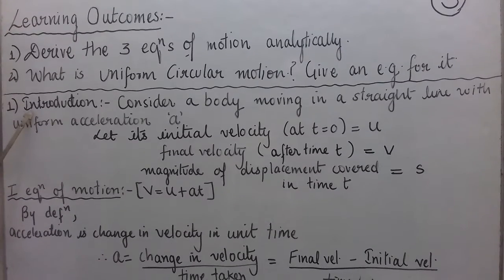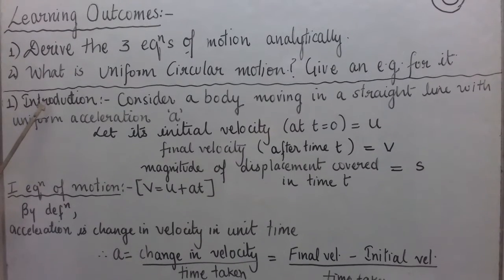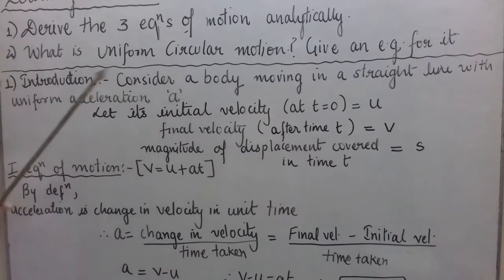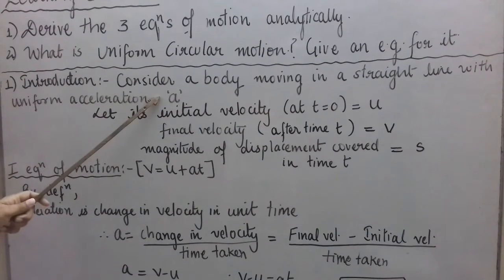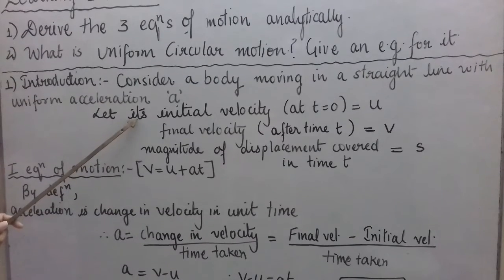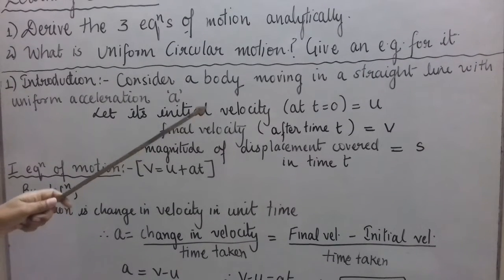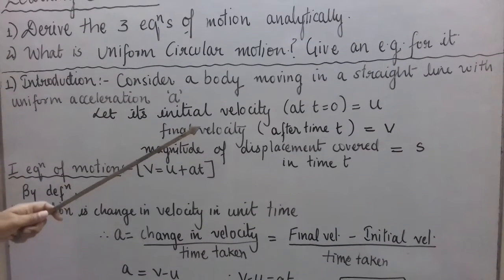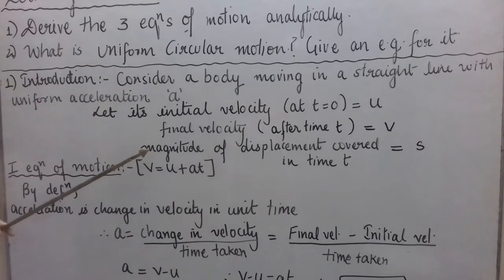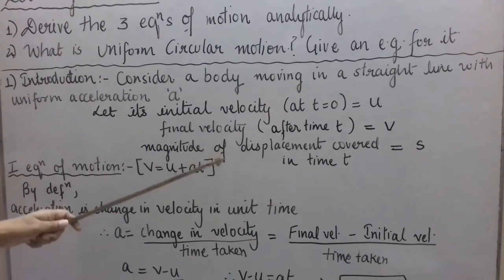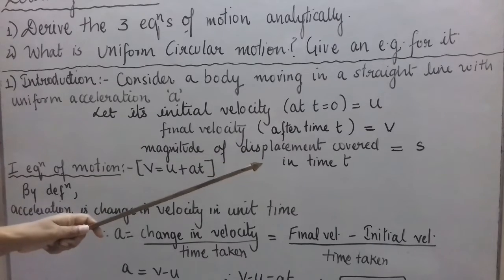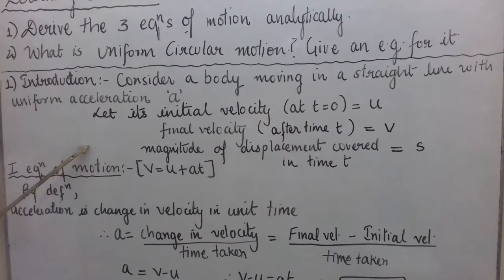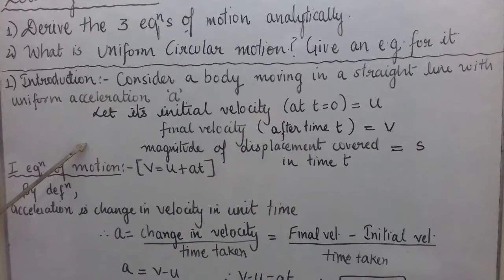Introduction part is just the same as we have done in the case of the graphical method. Consider a body moving in a straight line with uniform acceleration a. Let its initial velocity, that is its velocity at time t equal to 0, be u. Final velocity, that is after time t, is v. Magnitude of displacement covered in time t is S. So this is just the introduction of all the letters that will be used in our three equations of motion.